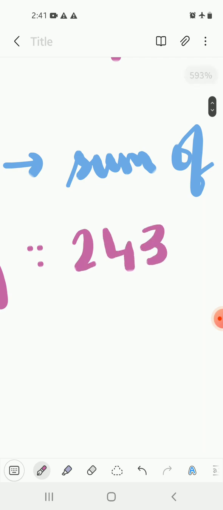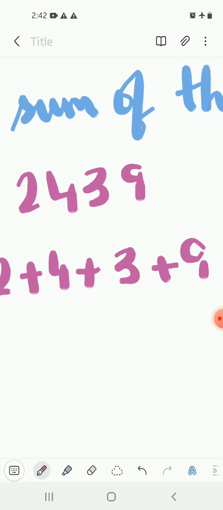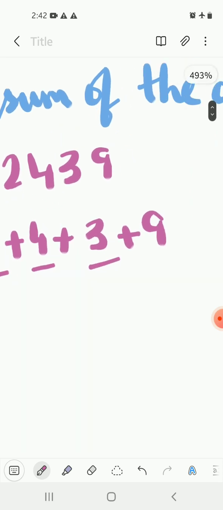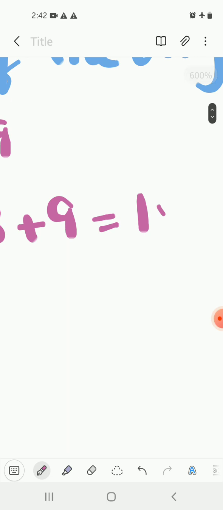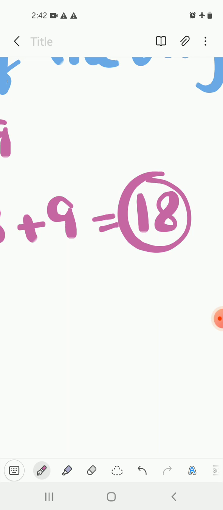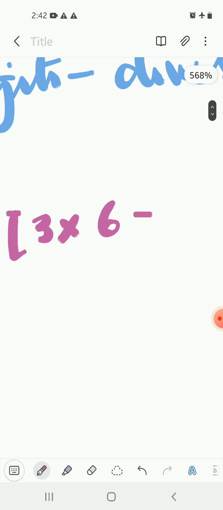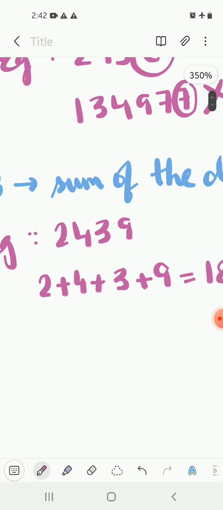Example 2, 4, 3, 9. Let's add all the numbers, the sum of the digits. 2 plus 4 plus 3 plus 9. So we get 2 plus 4, 6 plus 3, 9 plus 9, 18. So the sum of the digits is 18. We find 18 in 3's table, which means 18 is divisible by 3, because 3 into 6 is 18. So since 18 is divisible by 3, the whole number 2439 is also divisible by 3.